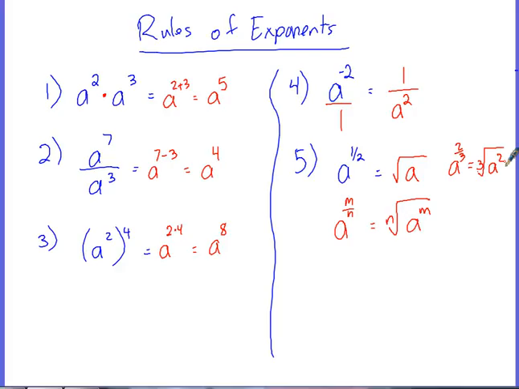Now, this especially comes in handy in calculus because, just like the other one, it works both ways. If I have a radical, I can switch it to a rational exponent. Why would I want to do that? Because sometimes I don't want to work with radicals. If I switch it to something that has a rational exponent, that's usually easier for me to work with.